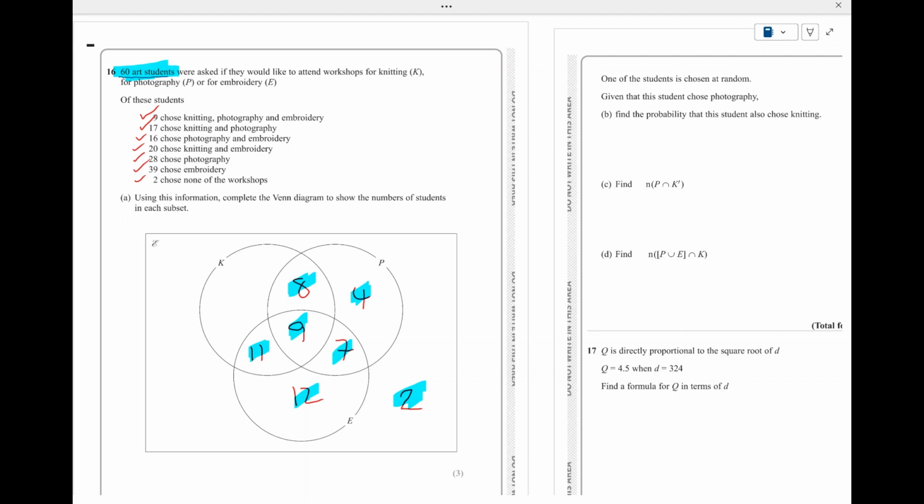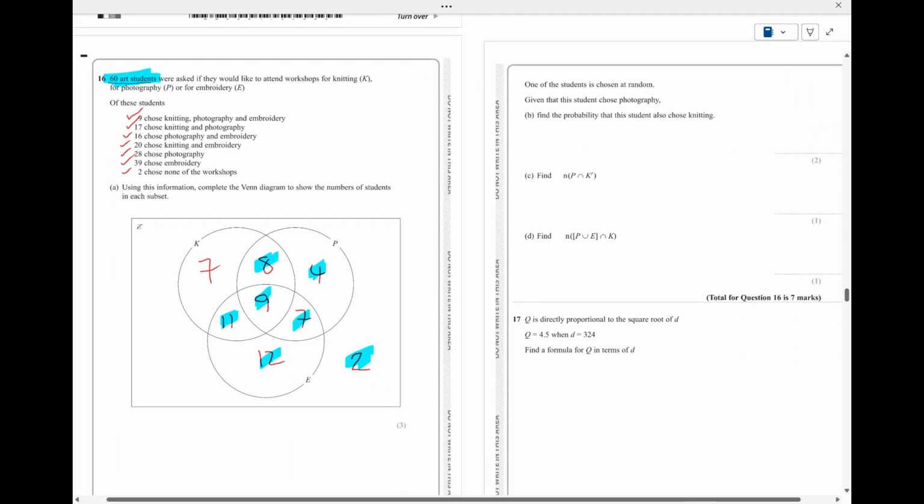I'm worried I'm doing it too quickly now. I make that 53. I'm just going to do it again. 8 and 4 is 12, plus 9, plus 7, plus 11, plus 12, plus 2. Yeah, that's 53. And so I know that therefore there are 60 altogether. So there must be 7 there. And that is the Venn diagram complete.